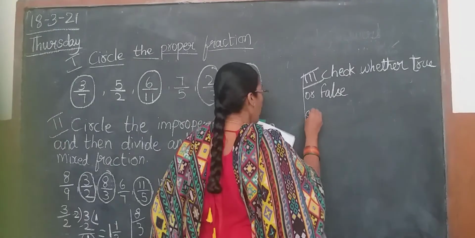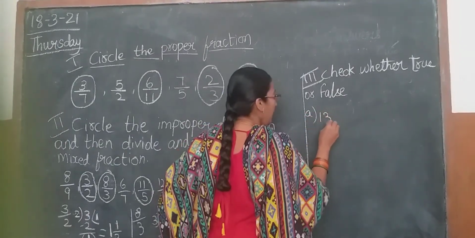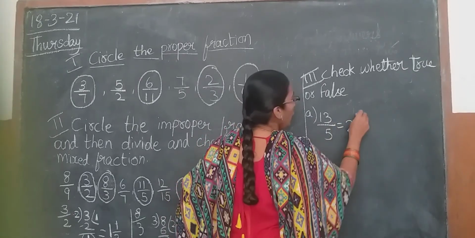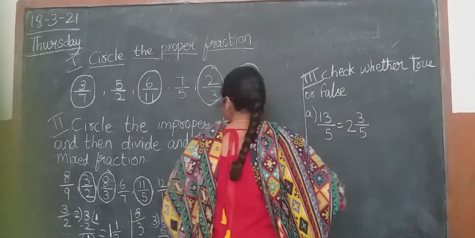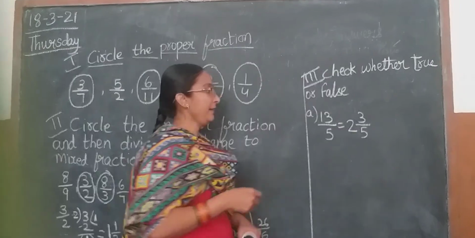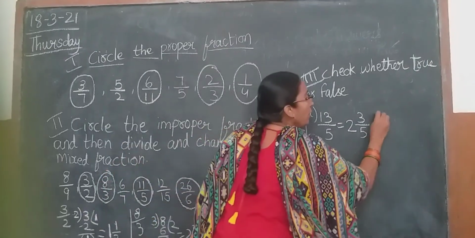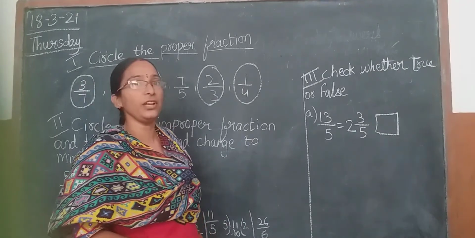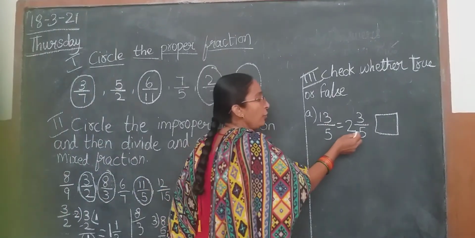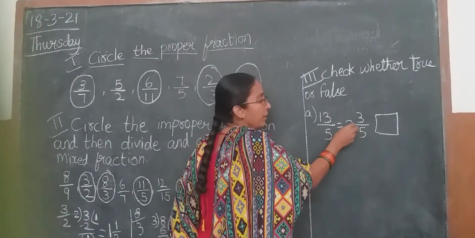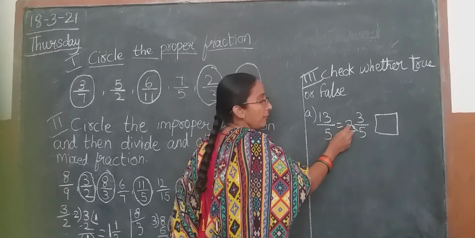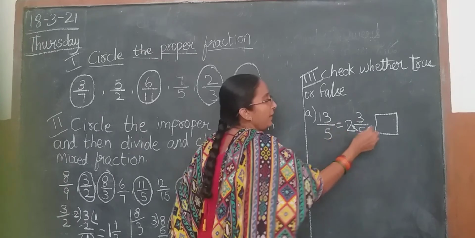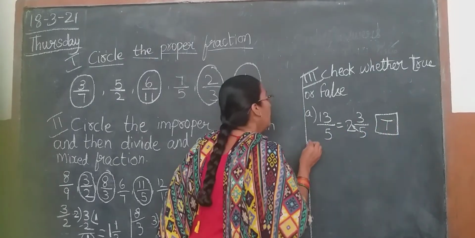Yes, see, first one, what is the first one? 13 by 5 is equal to 2 3 by 5. Yes, children, is it true or false? They are asking you to write. Yes, listen very carefully, children. How to check? First, you have to multiply these two numbers. 5 2s are 10. 10 plus 3, 13. 13 by 5. It is true. Write true. Now, second one.